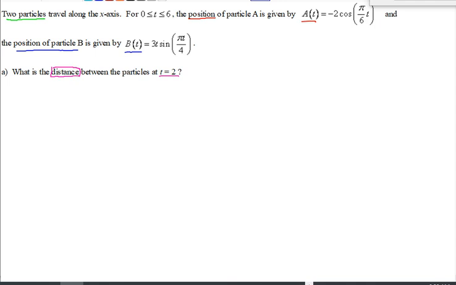So let's first think about distance. It's kind of a similar concept in some ways to speed, because distance also can never be negative. It could be 0, but it's never negative.